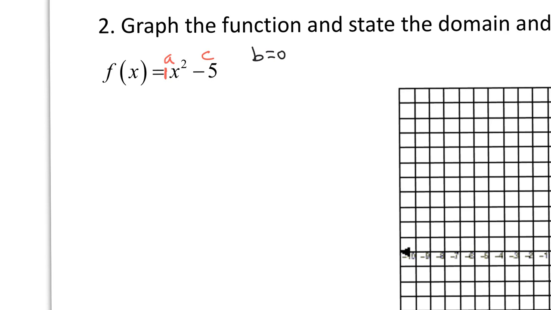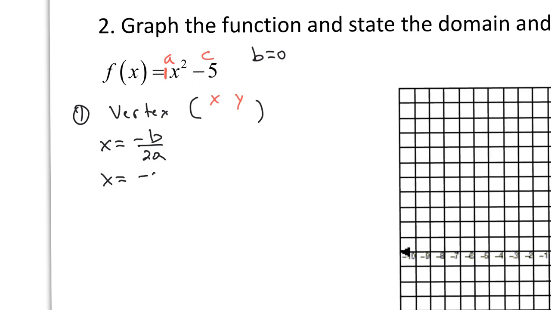So to graph it, step number 1, we need to find the vertex. My vertex, we need the x value and the y value. So to find the x value, we have a formula, opposite of b divided by 2 times a. So I'm just going to substitute what I know. Opposite of b, remember we don't have b in this function, so we say b equals 0. So I'm going to put negative 0.